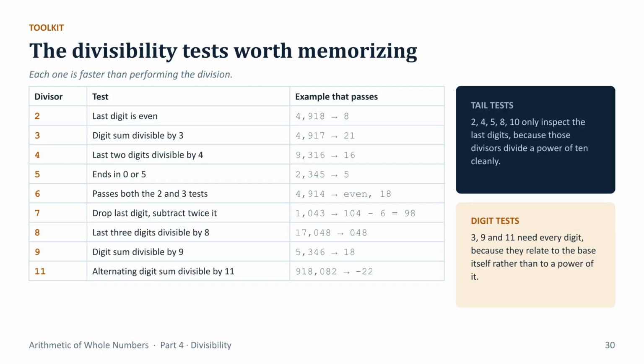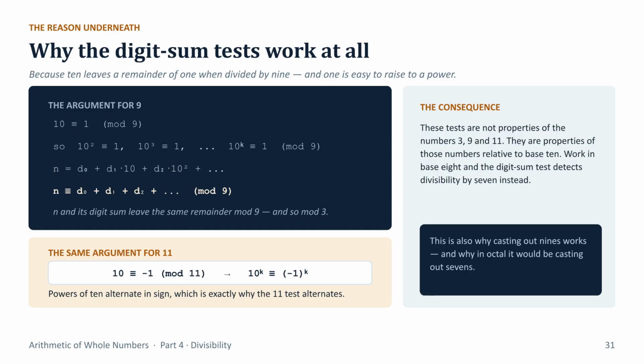Divisibility tests allow you to check if a number divides another without performing the full division. Some tests look at the tail of the number, like those for 2, 4, 5, or 10, while others consider all the digits, such as the tests for 3, 9, or 11. Why do digit sum tests work? Because 10 leaves a remainder of 1 when divided by 9. This means every power of 10 also leaves a remainder of 1. Therefore, any number leaves the same remainder as the sum of its digits when divided by 9 or 3.